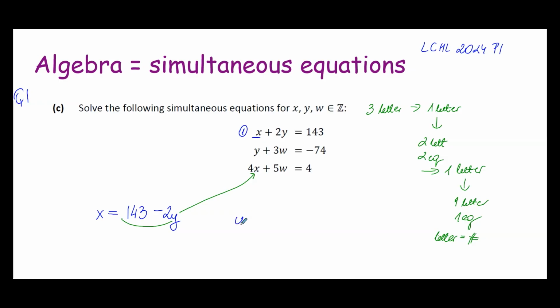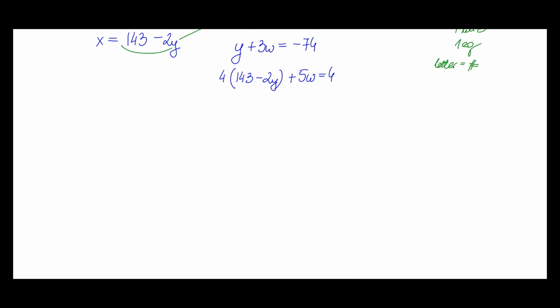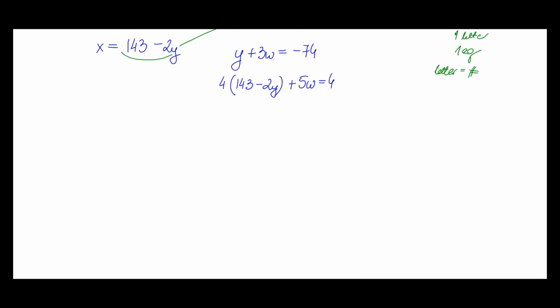So let's copy the second equation, y plus 3w equals minus 74, and our third equation, 4, and instead of x, we put a bracket, 4 multiplied by 143 minus 2y, and then copy the rest, plus 5w equals 4. As you can see, we've eliminated 1 letter, and therefore we have only 2 letters and 2 equations. Now, next stage, again, it's about eliminating another letter. Yes, you could multiply the bracket or not, it doesn't really matter at what stage you do that.